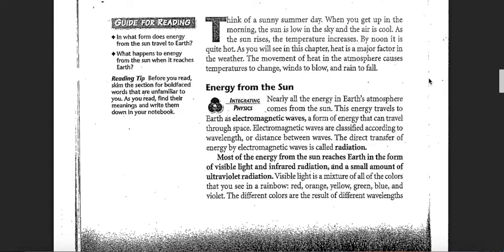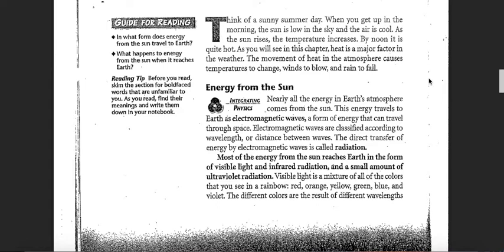Nearly all the energy in Earth's atmosphere comes from the sun. This energy travels to Earth as electromagnetic waves, a form of energy that can travel through space. Electromagnetic waves are classified according to wavelength, or distance between waves. The direct transfer of energy by electromagnetic waves is called radiation.